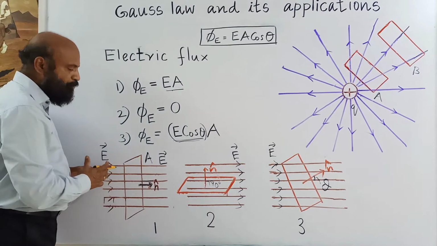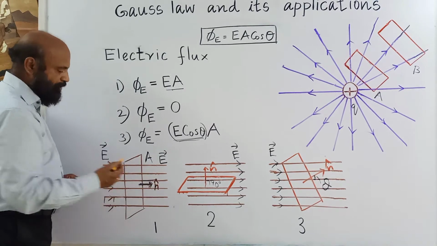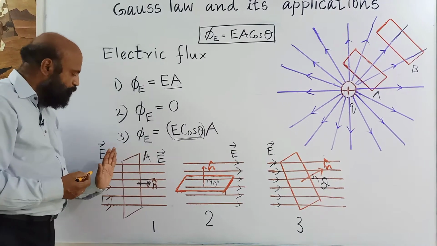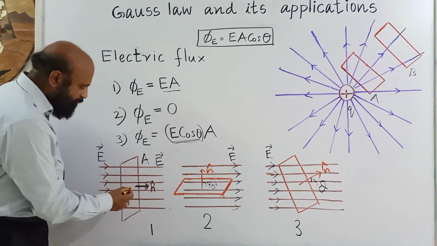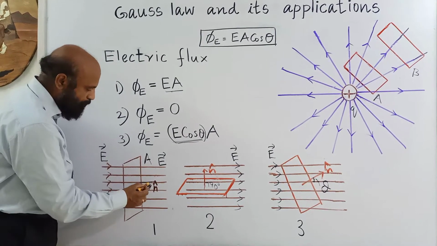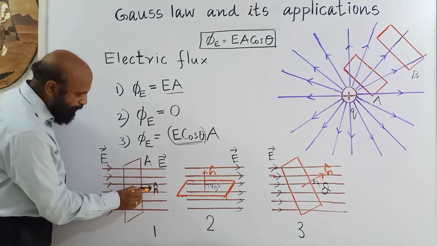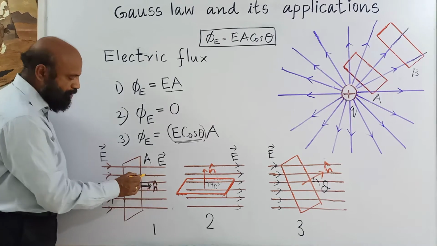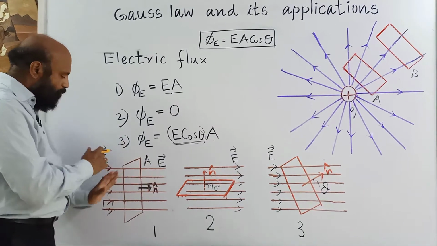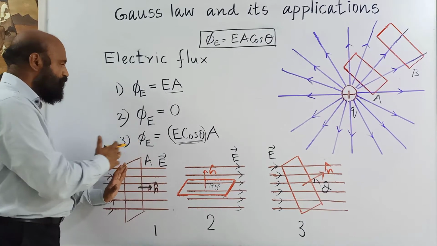So here there is a uniform electric field that is represented by these parallel lines. Then this area is perpendicular to the field lines. Then this n cap is the unit normal to this area. So here normal and the field both are in the same direction. So here all the electric field lines are passing through this area.